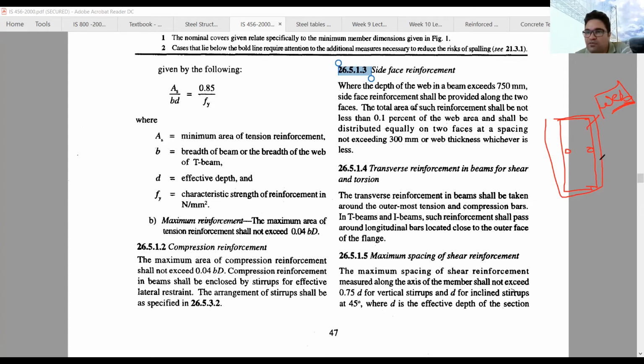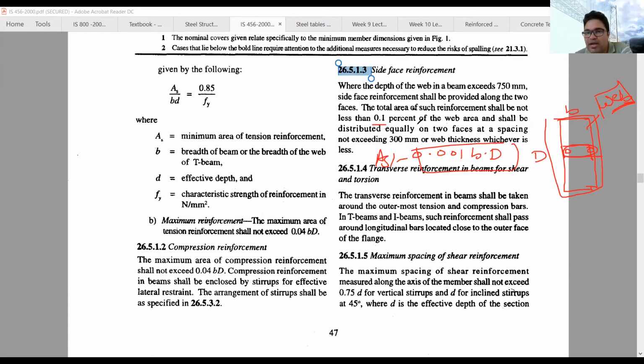So the area of cross section of this reinforcement, it says the total area of such reinforcement shall not be less than 0.1% of the web area. So if this is B and this is D, in that case it will be 0.001 times B into D. So this is how we find out the area of steel in this case, the area of these bars.